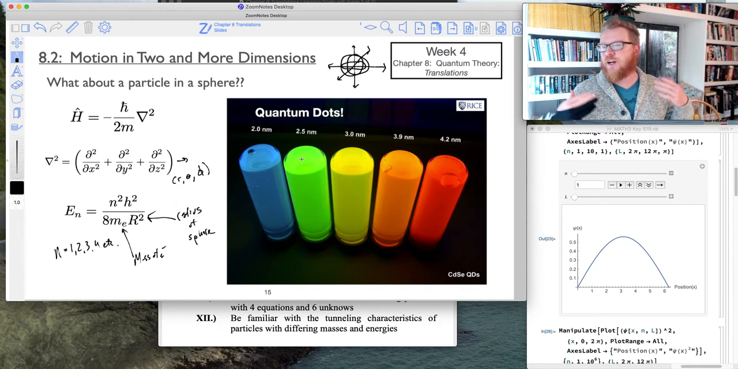So this particle in a sphere, particle in a box problem has real physical observables. I'm always saying that word, physical observables. This is a physical observable of the particle in a box problem: the observation that the color of an object changes with its size, which is very cool.